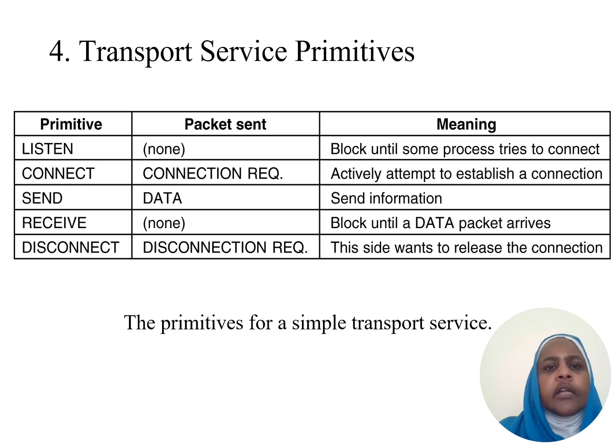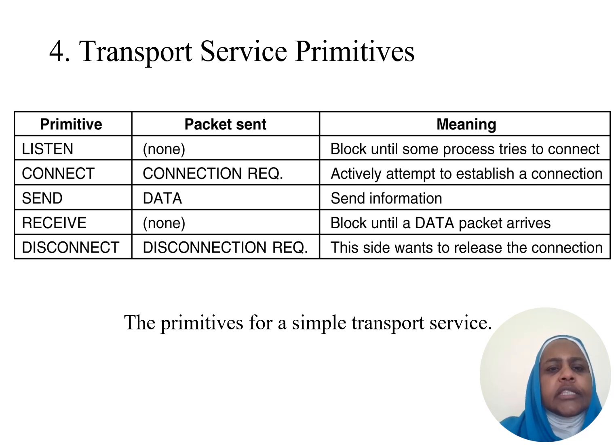There are many transport layer service primitives. Here we inspect the most common ones. Listen is a blocking system call for the process waiting for another process to try to connect. No packets are sent. Connect is actively attempting to make a connection between two processes. A connection request is sent.